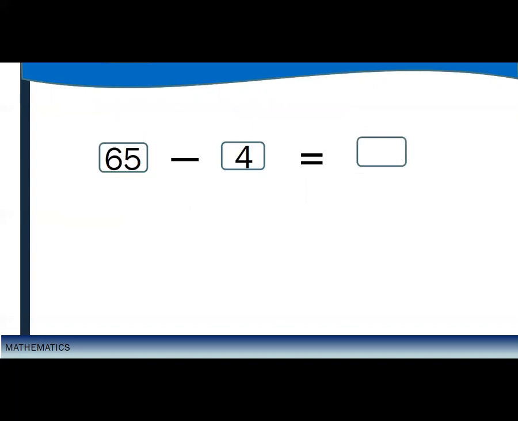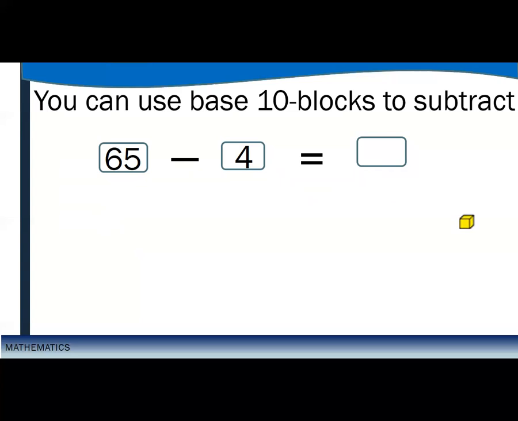Let us look at this example. 65 subtract 4. You can use base 10 blocks to help you subtract. Boys and girls, do you remember what base 10 blocks are? Great, let me remind you. This base 10 block is called a unit. It represents 1. And so it has a value of 1.